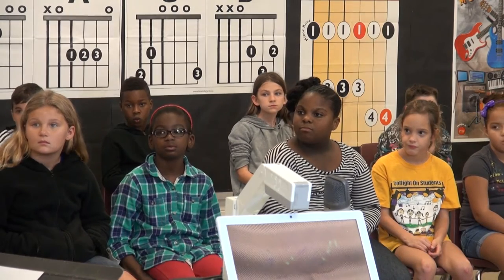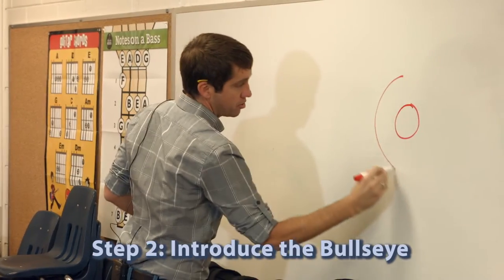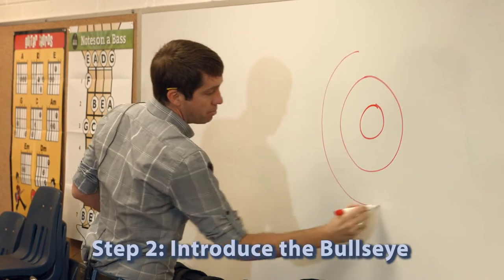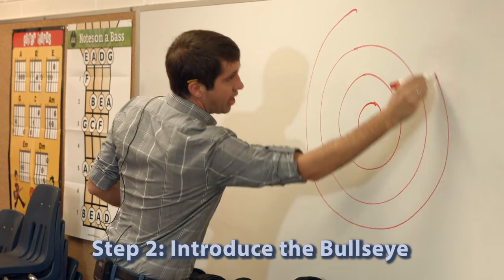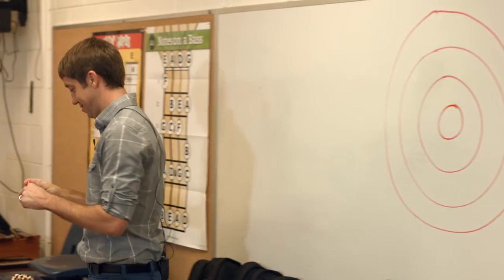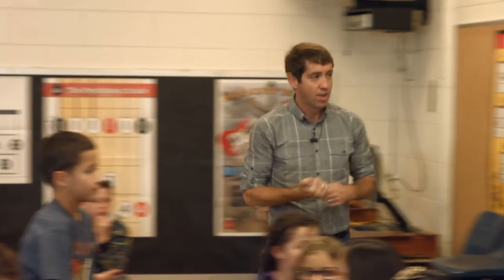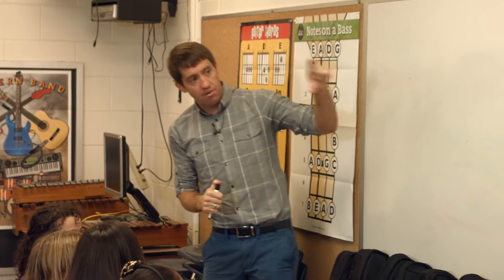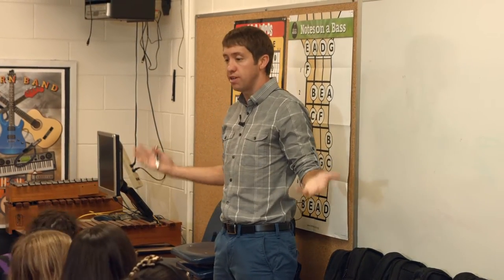I'm going to come back to the backboard over here and I'm going to draw what I like to call the bullseye. All right, so right on my big circles here. And Jillian, will you go grab me a marker that is not red? Thanks. Because this one's starting to die. Thank you. All right, so the first thing we need to do in the center of our bullseye is come up with a topic for our song. What do we want to write a song about?